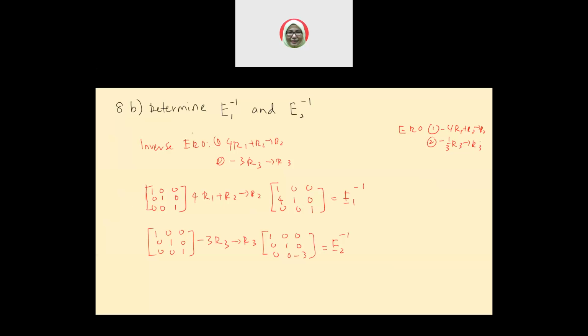To get the inverse arrow, since this is negative 4, we change to positive 4 R1 plus R2 changes in R2. Inverse arrow number 2: this is negative 1 over 3, so take the reciprocal to get negative 3 R3. From the identity matrix, apply the first inverse arrow to get E1 inverse, and apply negative 3 R3 changes in R3, the second inverse arrow, to get E2 inverse.